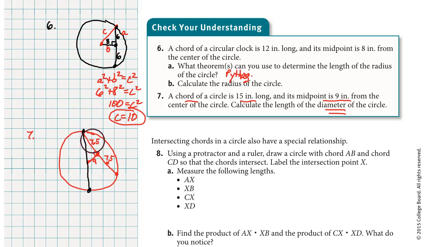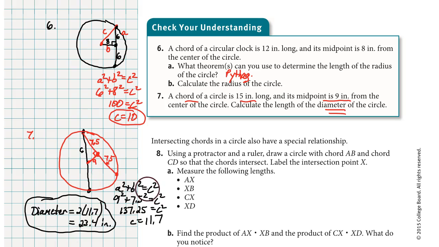One side is 9, one side is 7.5, and the hypotenuse could be given the letter C. When we find the answer for C, that will be the radius of the circle. What would you then do to get the length of the diameter all the way across? I'm going to pause the video for you to answer question 7. With the Pythagorean theorem, I get the radius of the circle is 11.7, and then for diameter, multiply that by 2 to find out 23.4 inches.